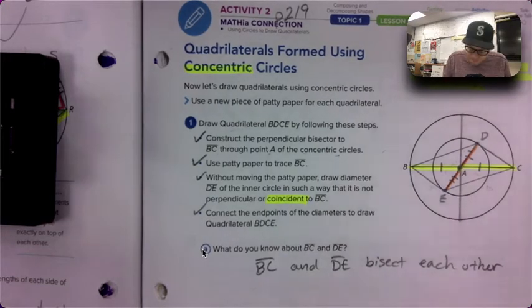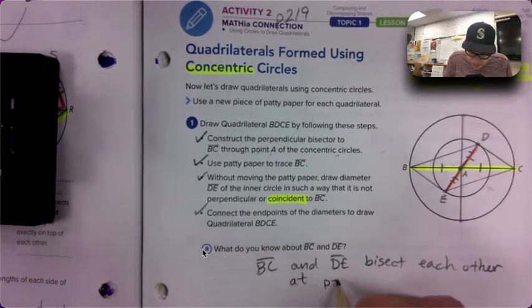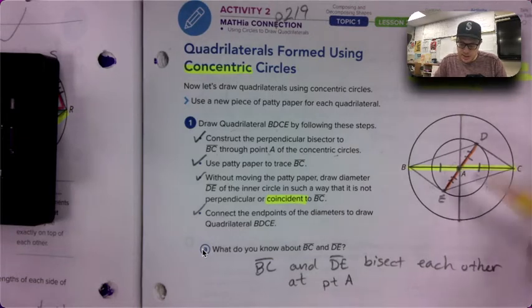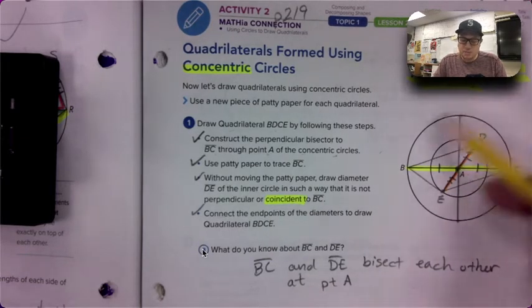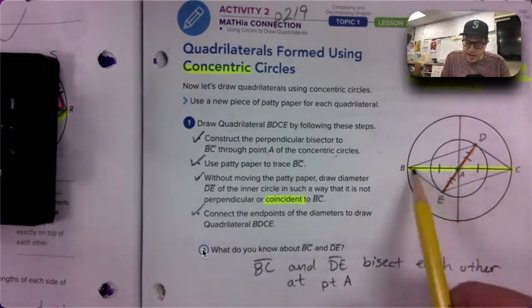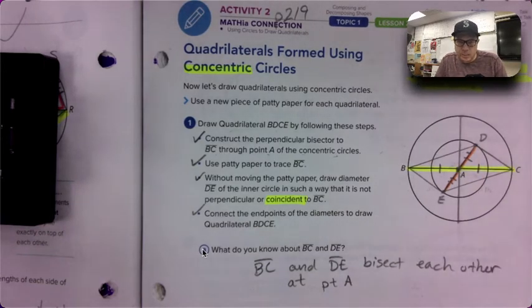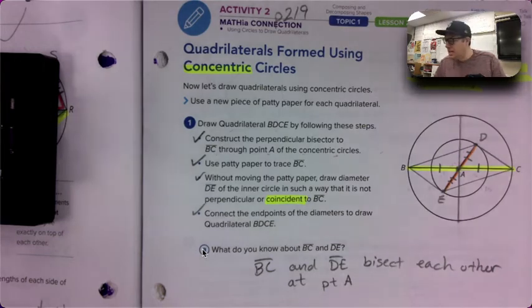Where does that happen? At point A. Now, I know that because of just the way that the circles were created. A is meant to be the center of the circle. So this is small circle A, and this is big circle A. And the radius of the big circle are all the same. That's because A is in the middle. So that means that BC and DE bisect each other.